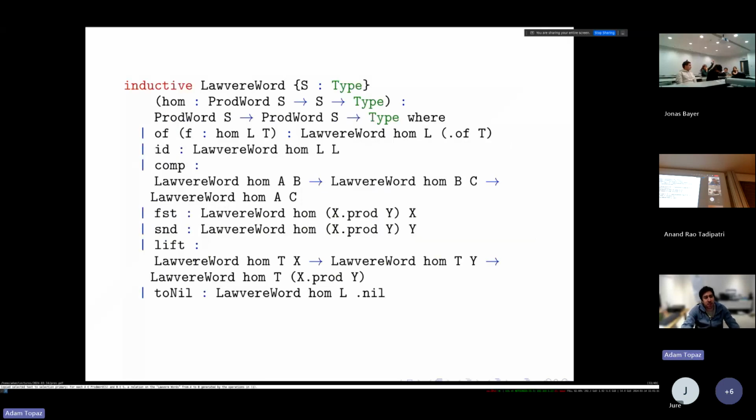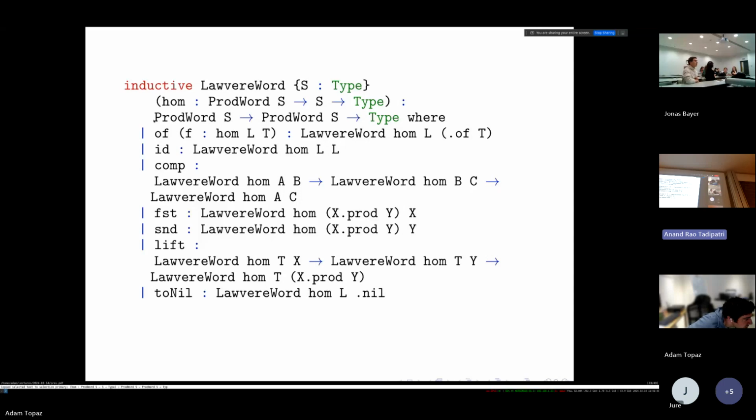So here's the actual definition of this inductive type of Lawvere words. We have some notion of operations, which takes a prod word S and a term of S and gives you a type of operations from this object to the object there. And you construct an inductive type that takes... we have a question in the audience.